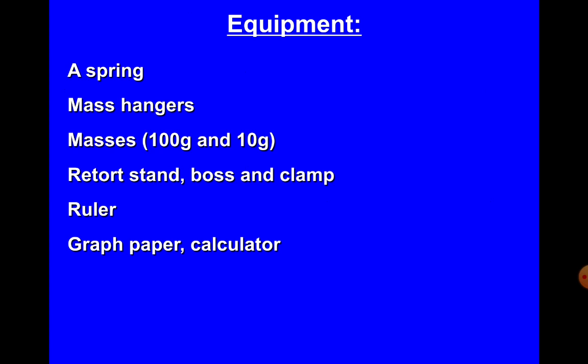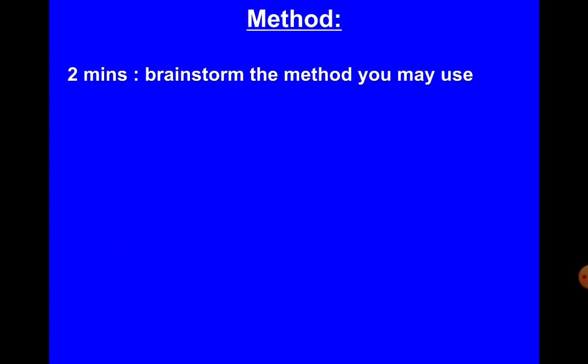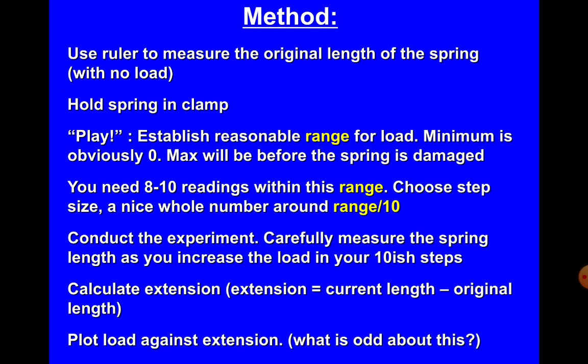Okay, so how do we set up this experiment? Well, we use the ruler to measure the original length, we hold the spring in a clamp, and we establish a reasonable range for the load. Now we always start with a load of 0. And when you're doing this experiment you might need about 9 to 10 readings within the range.